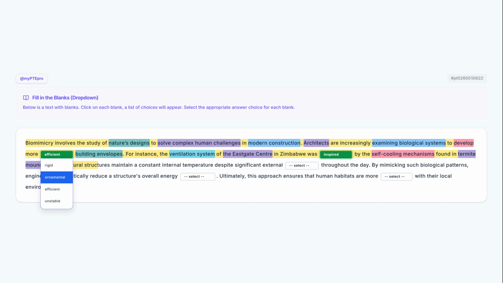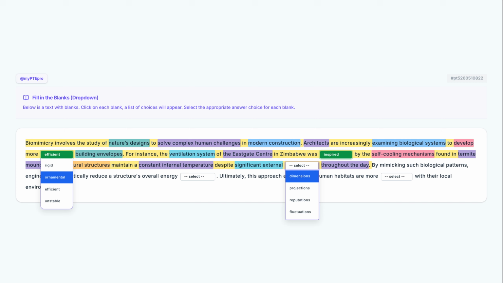These natural structures maintain a constant internal temperature, despite significant external blank throughout the day. This sentence explains the environmental stressor that the natural structures must overcome. It emphasizes the contrast between a constant internal temperature and the significant external changes occurring throughout the day.